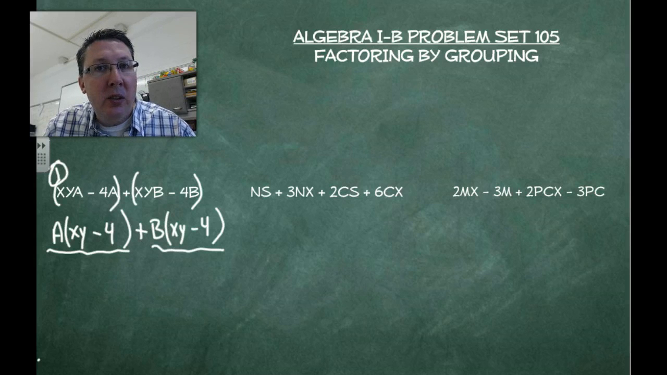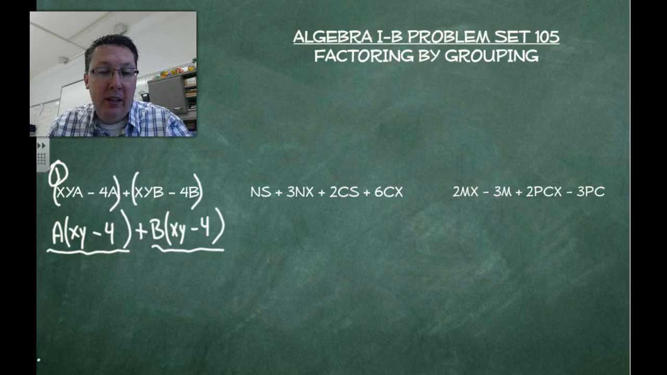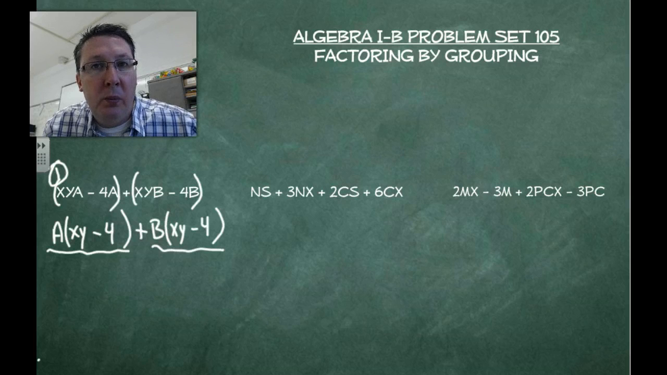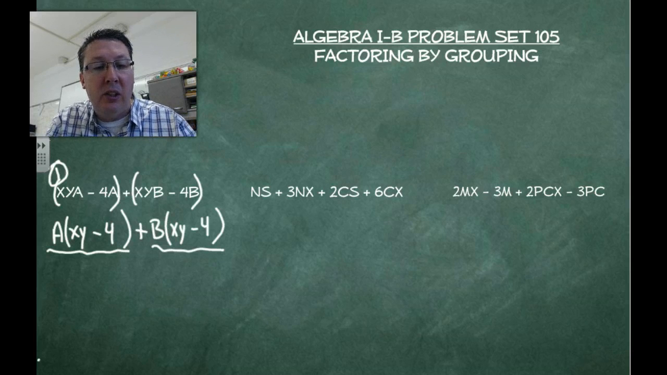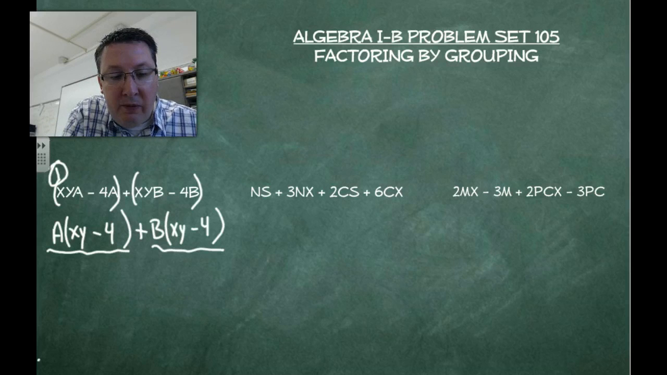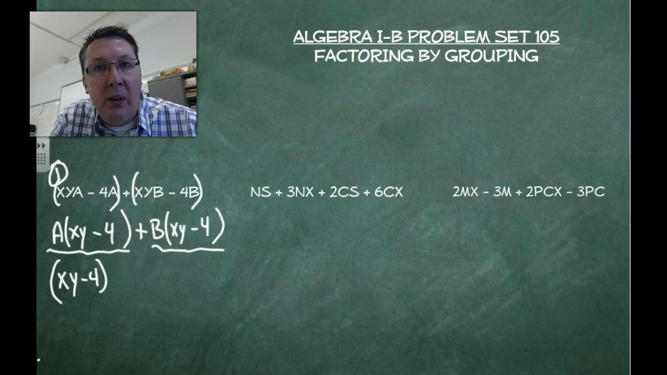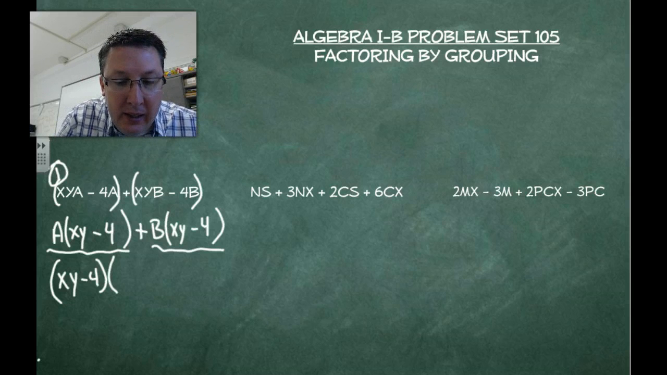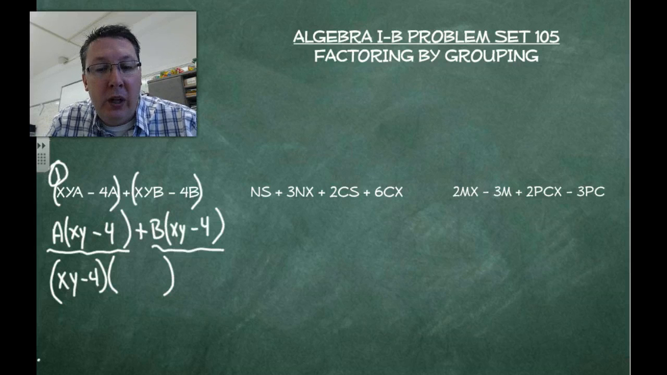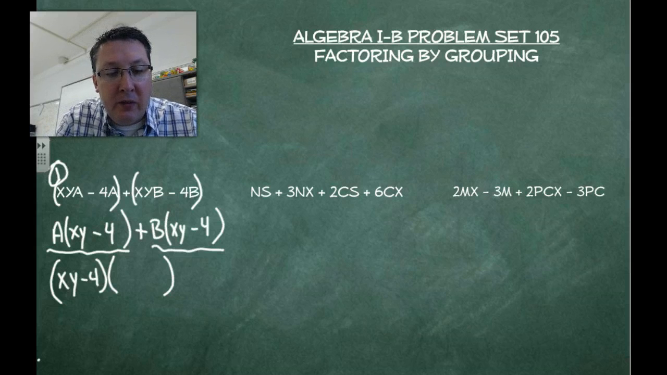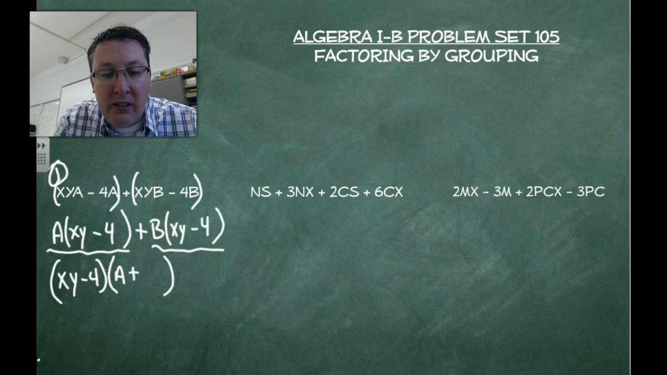Now, I'm going to continue the factoring process. I'm looking at these two terms, and do those two terms have anything in common? Well, I see an xy minus 4 in that group, and an xy minus 4 in the other term. Since they both have that group xy minus 4, I'm going to factor that out just like I took out the A and I took out the B. When I factor out xy minus 4, it's very important that it stays in parentheses. Then I need to look in parentheses at what was left when I moved the xy minus 4 out. In the first set, I'm left with an A, plus in the second set, I'm left with a B.